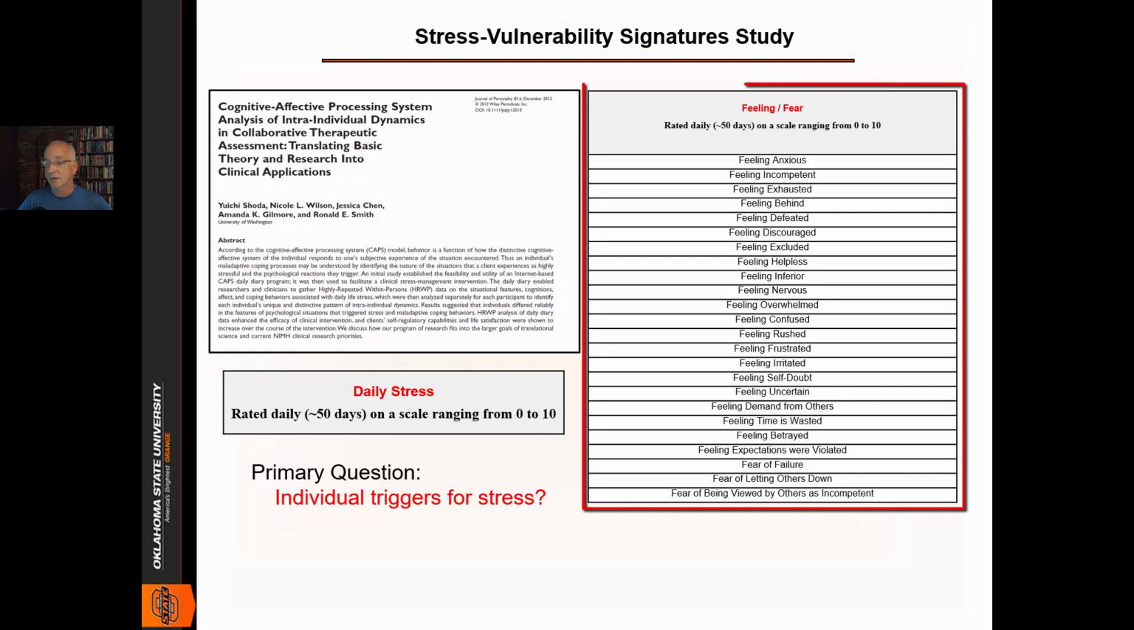They also, on those same approximately 50 days, rated various feelings and fears. So you can see here feeling anxious, feeling incompetent, feeling exhausted, etc. Again, using a 0 to 10 scale.